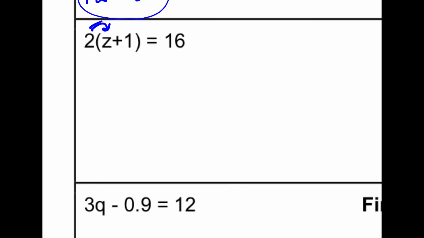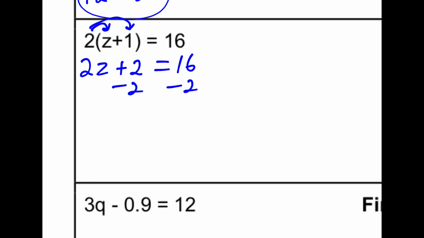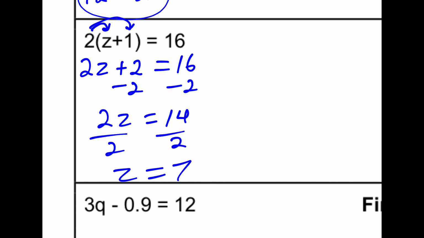We have to distribute when we see parentheses, and that'll give us 2z plus 2 is equal to 16. We subtract first. We undo the addition by writing minus 2 on both sides of the equal sign. We're left with 2z is equal to 14. We divide by 2 and we get that z is equal to 7.